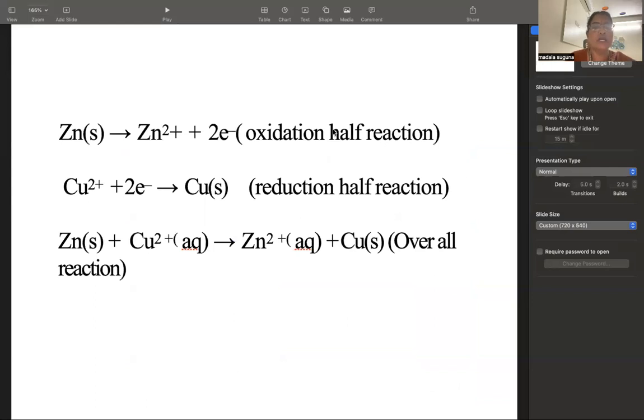So these are the chemical reactions that take place at the interface of the electrodes. Always at anode, the oxidation half reaction takes place. Oxidation is nothing but losing of electrons. Reduction means gaining of electrons. Cu2+ ions gain 2 electrons and reduce into copper. So this is the overall cell reaction or redox reaction.